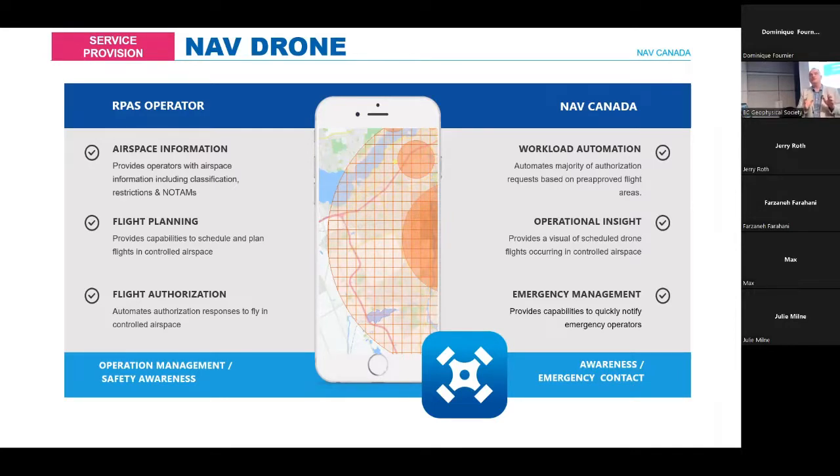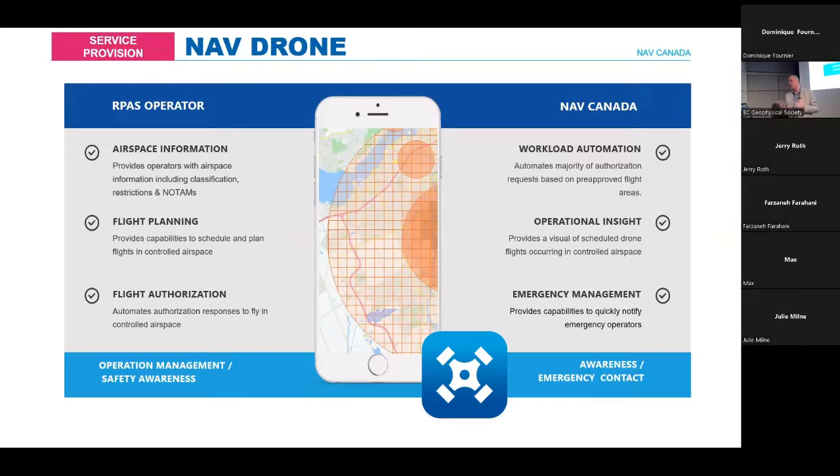And again, the automation of this means that if you're in controlled airspace, but you're flying below certain altitudes, you can get a response immediately. So we don't want to hold up your operations. It's good to plan in advance though, especially if you may need that manual approval. Give it a few days to make sure that that plan's in the system.